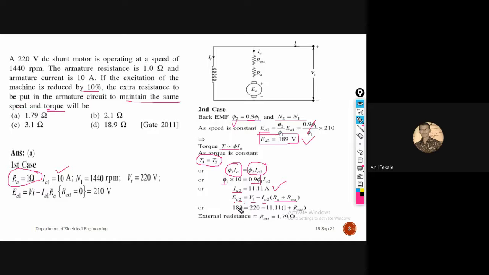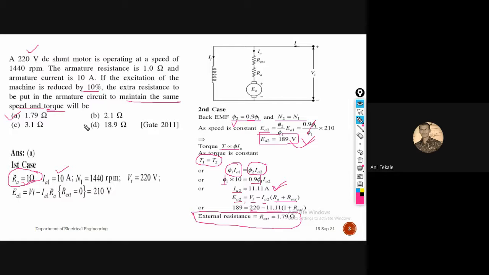All other values: EA2 here we got 189, the terminal voltage we already know is 220 volt, Ia2 we had calculated as 11.11, and Ra they had given us, that is 1 ohm. From all these, what will we get? We'll get the external resistance 1.79. The right answer will be option A.